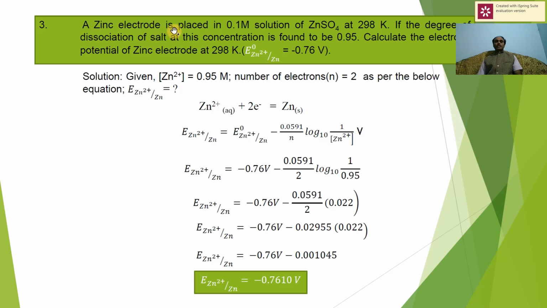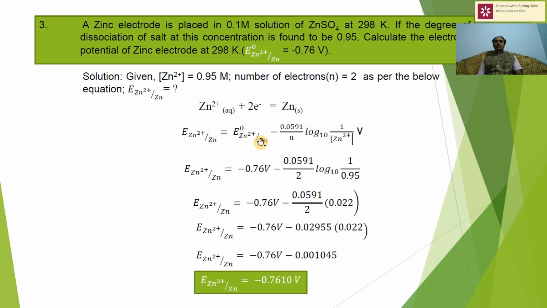A zinc electrode is placed in 0.1 molar solution of zinc sulfate at 298 Kelvin. If the degree of dissociation of salt at this concentration is found to be 0.95, calculate the electrode potential of zinc electrode at 298 Kelvin. The standard reduction potential of zinc is given, that is minus 0.76 volt. Now, this is again calculation of the half cell potential of the zinc dipped in zinc sulfate solution. You have to use this formula as you have used in the first problem itself. That is the formula you have.